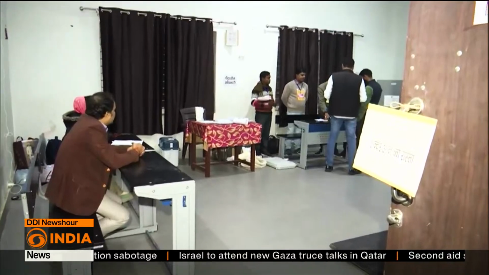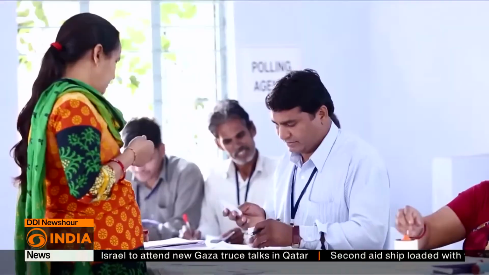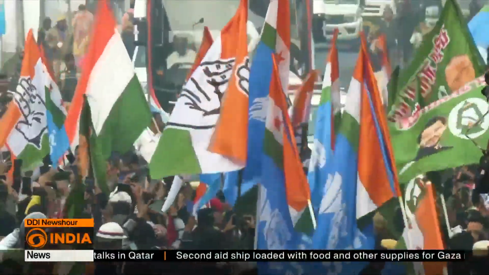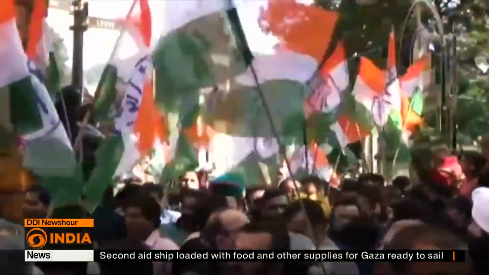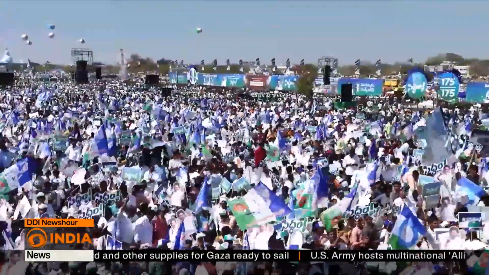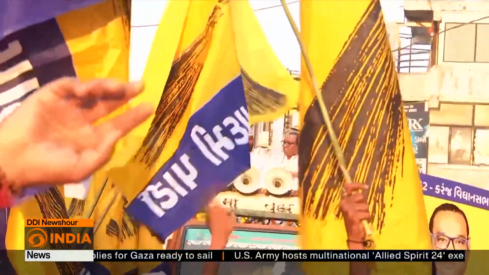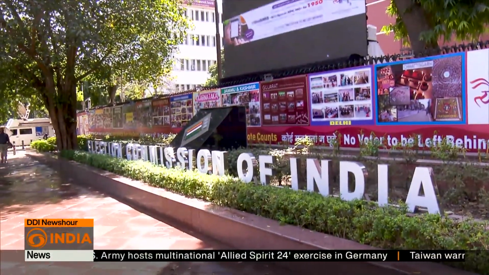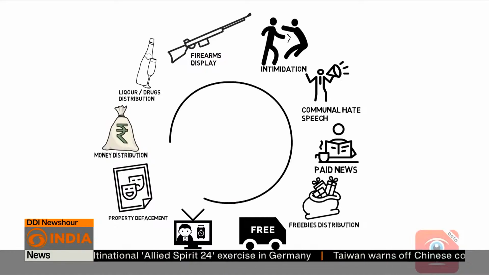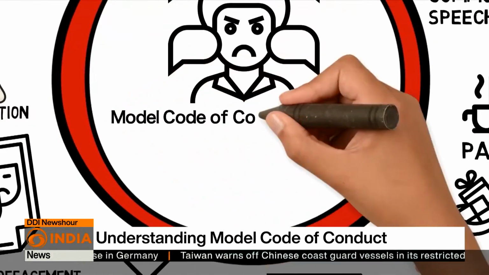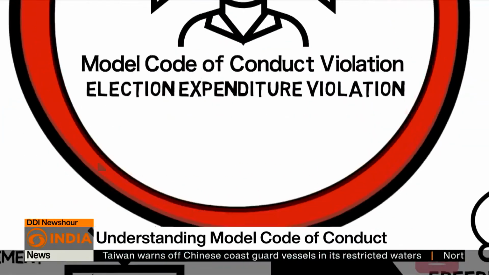In order to ensure free and fair elections, it is imperative that a set of guidelines to regulate the candidates and political parties is put in place. In India, these norms are called the Model Code of Conduct or the MCC. These guidelines are issued and enforced by the Election Commission of India. To put it simply, MCC is a list of do's and don'ts for the candidates, which they are expected to follow during the election process.